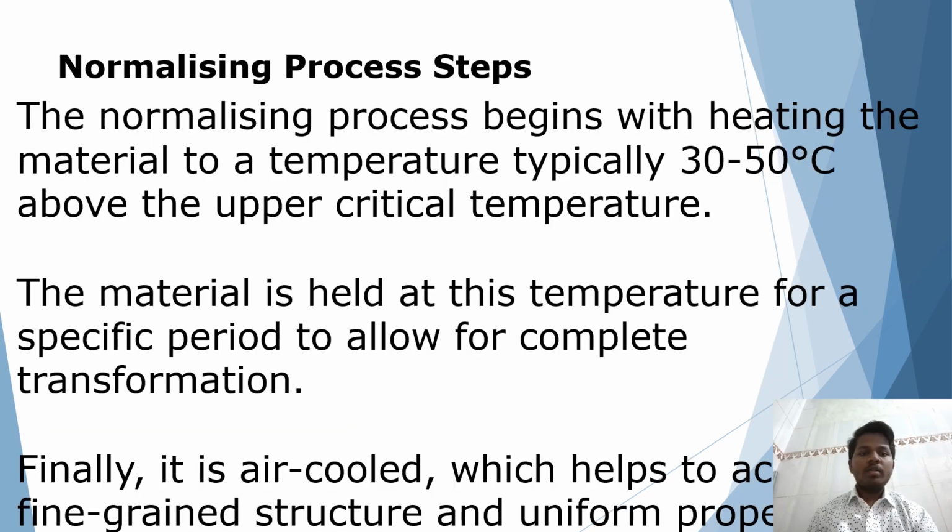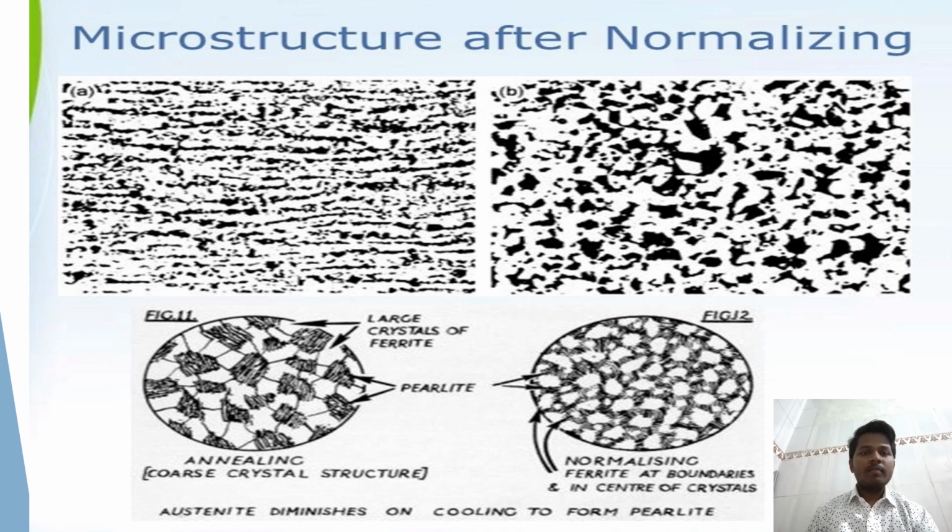Normalizing process steps. The normalizing process begins with heating the material to a temperature typically 30 to 50 degrees Celsius above the upper critical temperature. The material is held at this temperature for a specific period to allow for complete transformation. Finally, it is air-cooled, which helps to achieve a fine-grained structure and uniform properties.